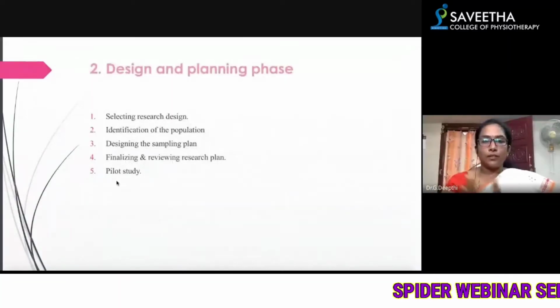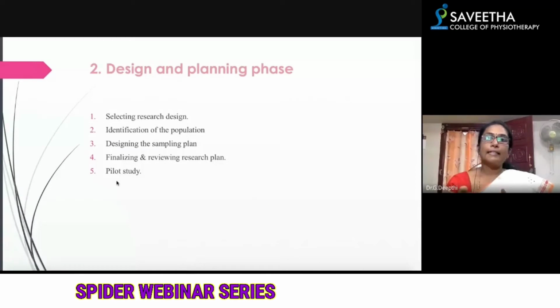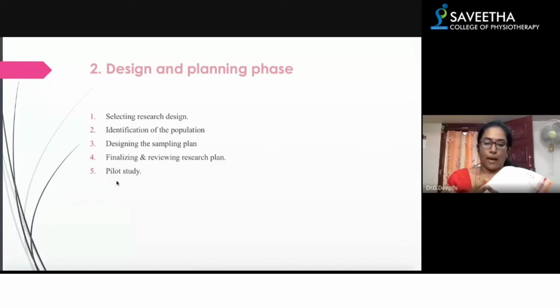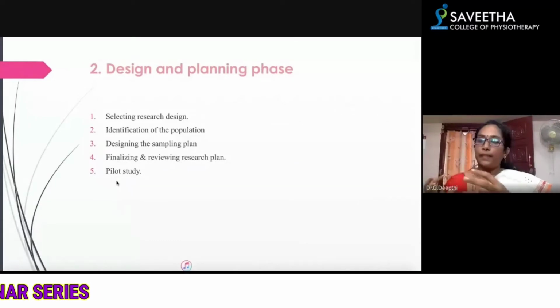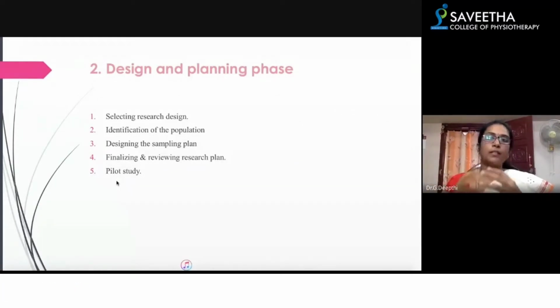Coming to the second phase. So in the second phase, it's the design and planning phase. Now you have an idea about your whole research. So what you're going to do, where you're going to do it, when you're going to do it, and what will be the expected outcome of the research. So you will have a clear idea about what it is.